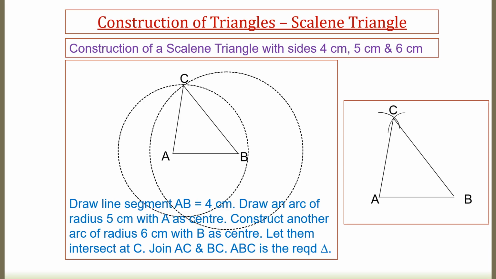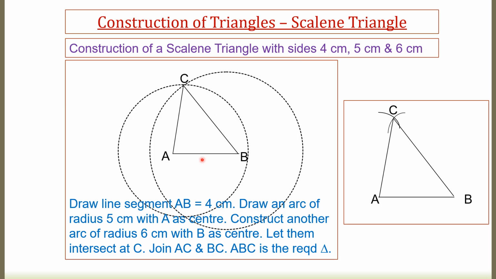Let me explain you how to construct a scalene triangle. A scalene triangle has all three sides different. This is the way it is shown in your textbook, the construction, but you can draw it this way. What we will do, this is the way it is explained. So you don't have to bother about that. You will be able to construct the triangle this way. So we are constructing a scalene triangle with sides 4 cm, 5 cm and 6 cm.